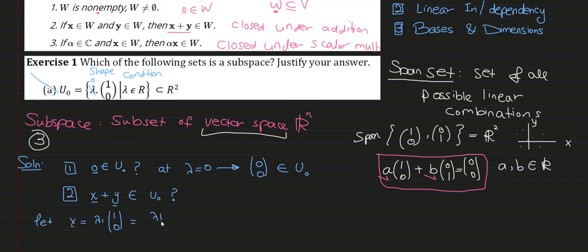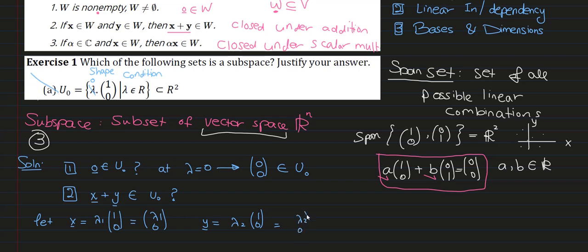So we distribute the lambda 1 and we get (lambda 1, 0). This is for x. The other component y, which will be lambda 2, because this is the second element, again multiplied by (1, 0). I got this from the shape here that was described in the set builder notation, applying the scalar multiplication.